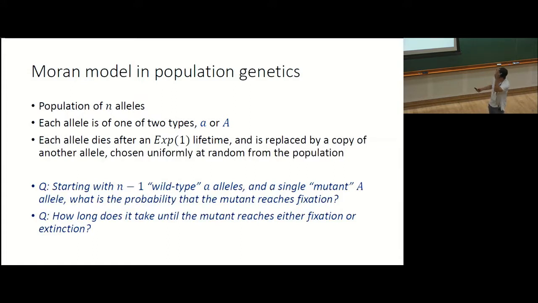Okay, so just for concreteness, we could again ask in the case of, say, the Moran model, if you start with a population of just type little a, and then there's a mutation and a single capital A arises, then what's the probability that eventually it replaces all the little a's? That's called fixation. And also, what's the time until either you reach fixation or this mutation dies out? You can ask questions like that.